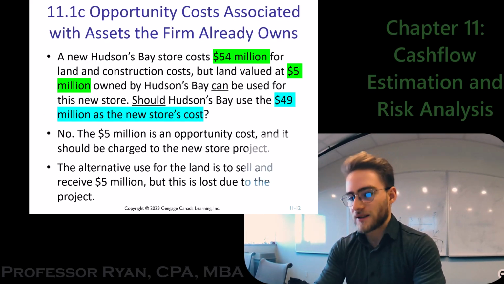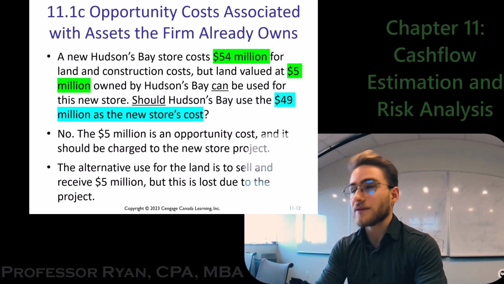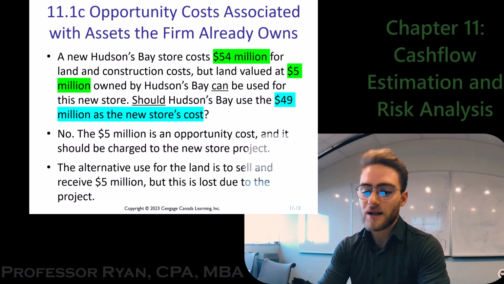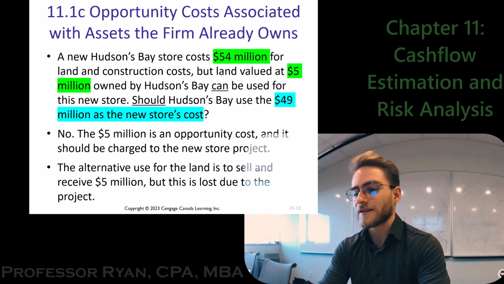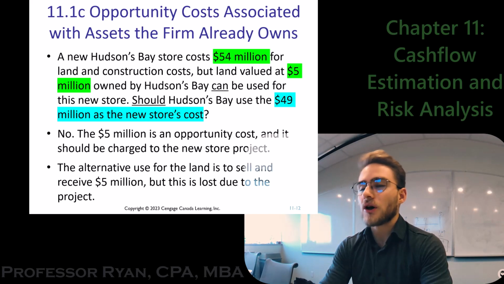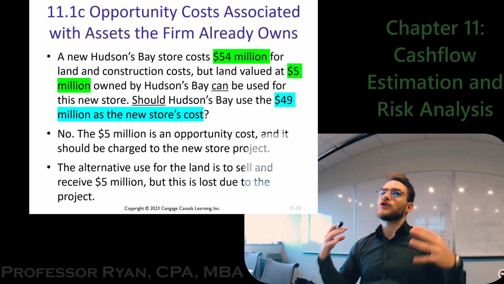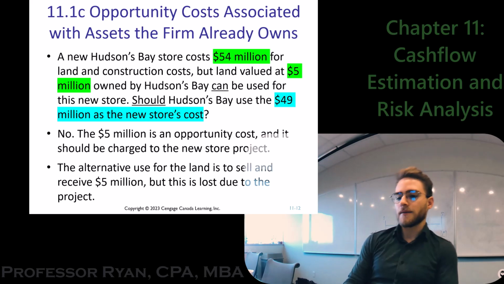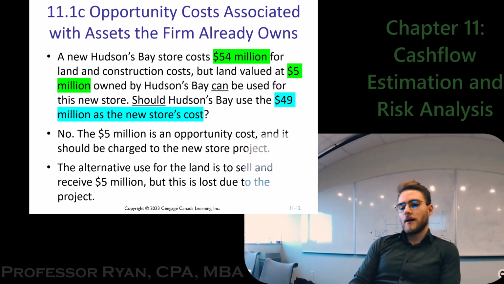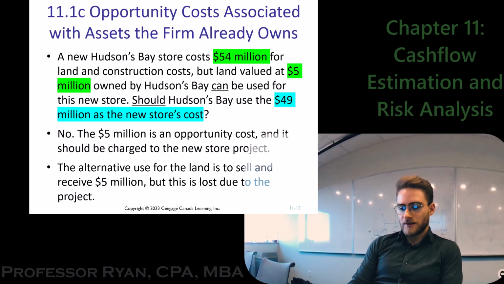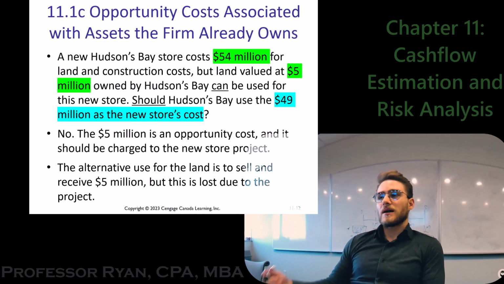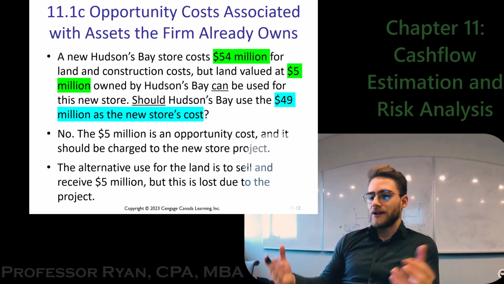So opportunity costs associated with an asset the firm already owns. And this is another interesting one. It can be a bit of a brain teaser sometimes. So say a new Hudson Bay store costs $54 million for land and construction costs, right? So that's all in buying the land and then constructing a building on top of that land. Okay. But we already own land and it's valued at $5 million. Okay. And this land that we already own can be used to build a store on. It's a good location, right?